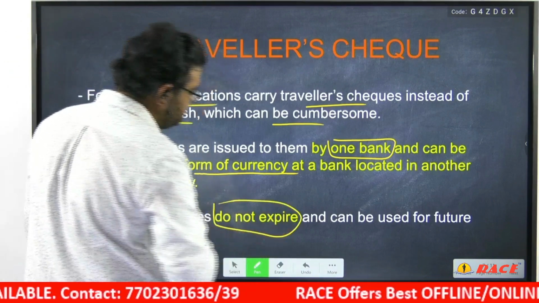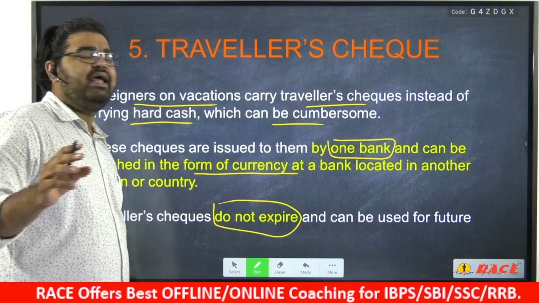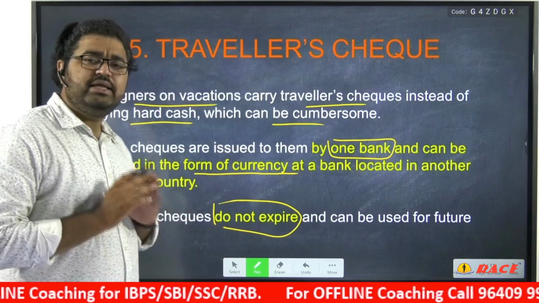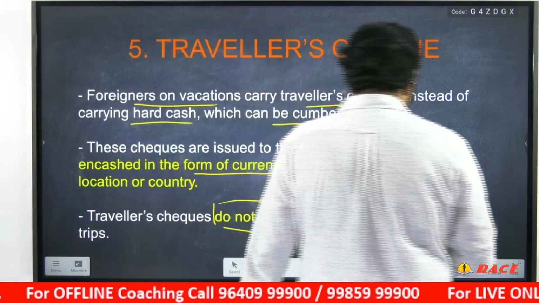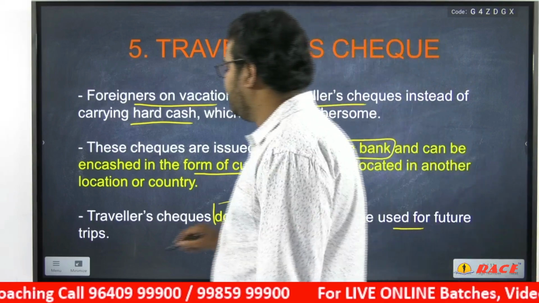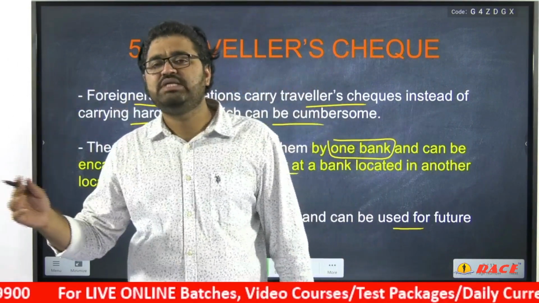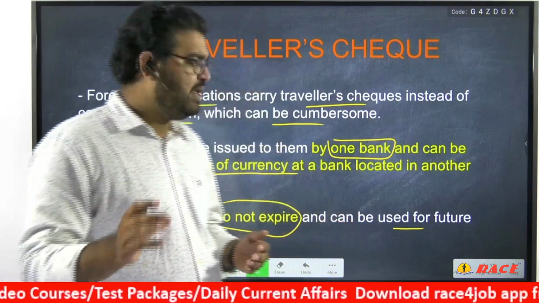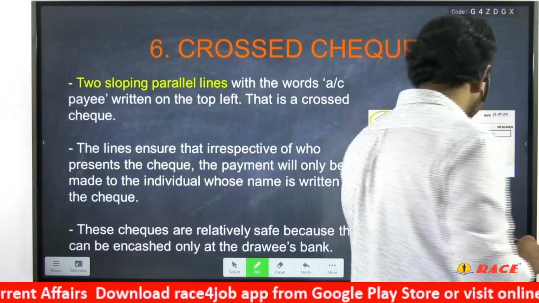So what is the difference between other checks and this check? These traveler checks don't expire. Unlike other checks, where the expiry period is 3 months, in the case of traveler checks there is no expiry date. They can be used for future purposes. Suppose you haven't used this check for this vacation. You can keep the check and on your next visit, you can redeem or encash it. So there is no expiration period for traveler checks.